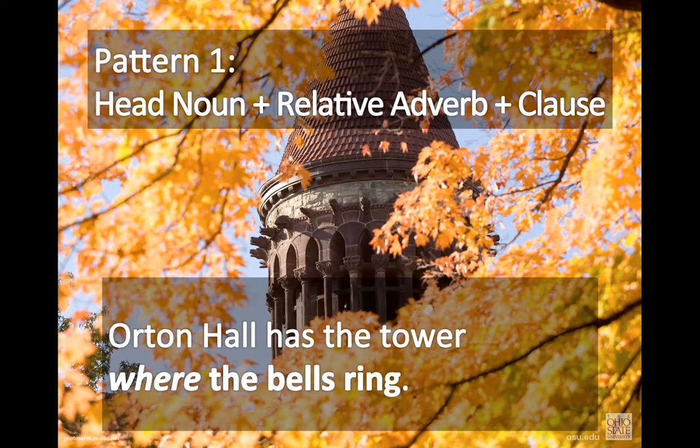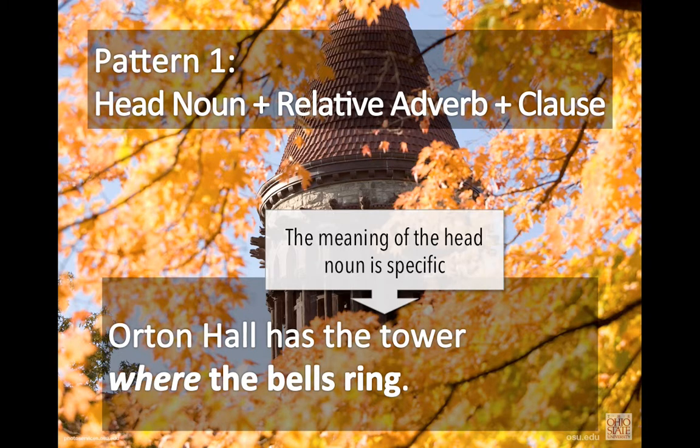Another time we use this pattern is in a sentence like this. Orton Hall has the tower where the bells ring. So the tower is a specific head noun. So when the meaning of the head noun is specific, like the tower, instead of something more general like the place, we would probably include the head noun and the relative adverb.